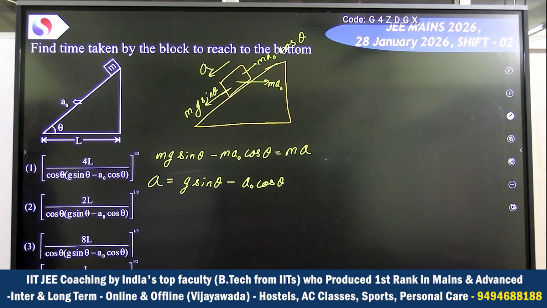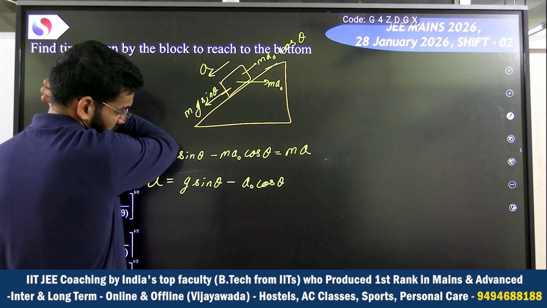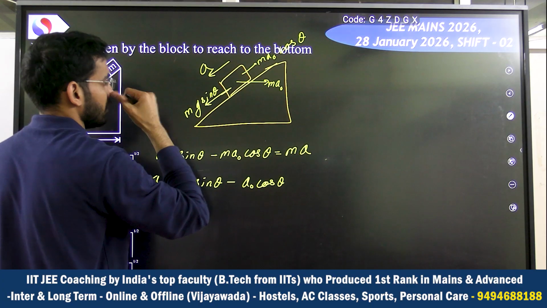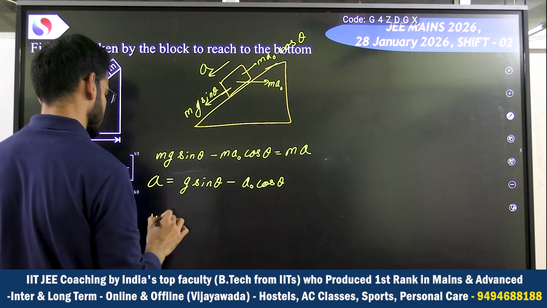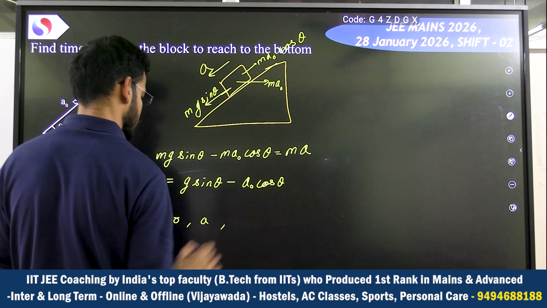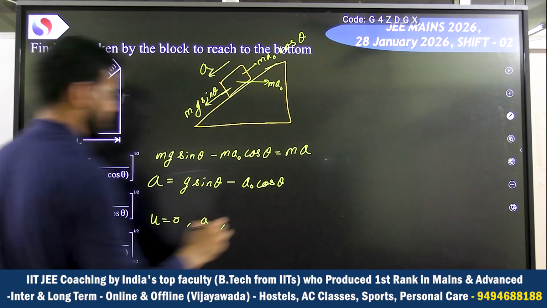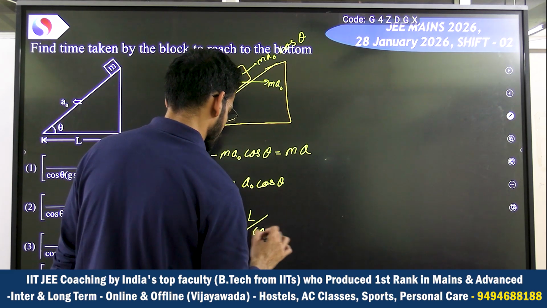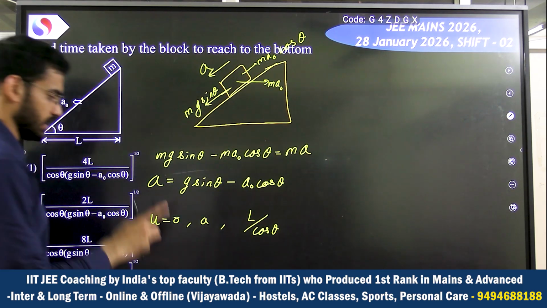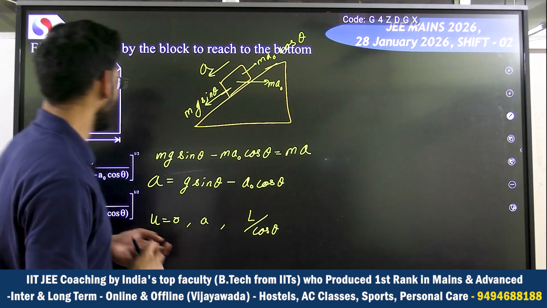Now calculate the time. It is just kinematics now. Acceleration is given, initial velocity u is 0, and how much length will it travel? This is L, so the distance is L by cos theta. So you have the initial velocity, the acceleration, and the displacement. You have to give me the time taken.